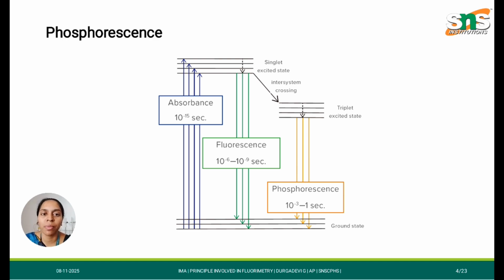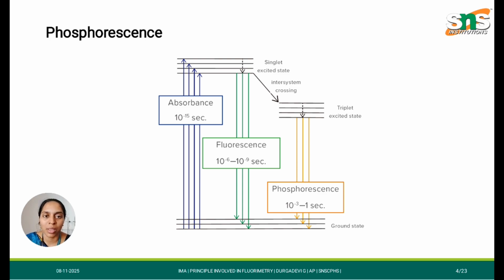So since this movement is forbidden, it will happen rarely, and after moving to the triplet state the electrons will return back to their singlet ground state by emitting some radiation, and that is called as phosphorescence. So we can see here clearly that fluorescence can happen only for 10 to the power of minus 6 to 10 to the power of minus 9 seconds, whereas the phosphorescence can last up to 10 to the power of minus 3 seconds to 1 second, which clearly indicates that even when the incident light is cut off, the phosphorescence can last. So which means phosphorescence can also be called as a delayed fluorescence.